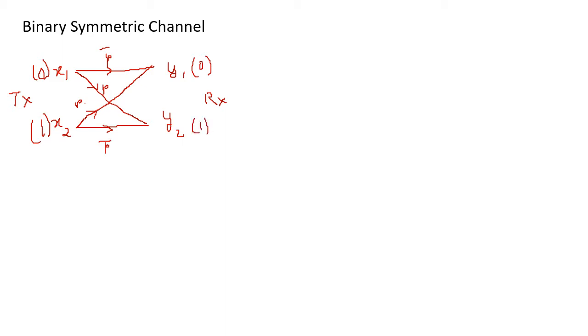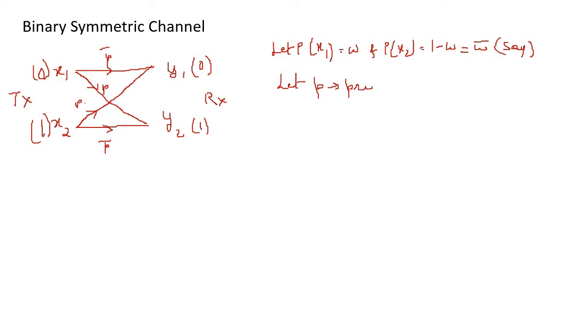Now we'll assume certain parameters and try to derive the channel capacity for binary symmetric channel. So let P of x1 be W and P of x2, which will be equal to 1 minus W, we'll assume it as W bar. Let small p be the probability of error. Okay, so p is the probability of error.